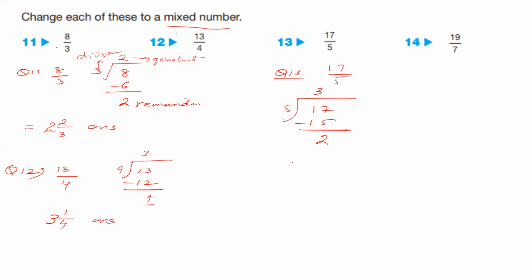So now no more simplification. So we put here 3 whole 2 upon 5. This is the answer for question 13. Now we come to question 14, which is 19 upon 7.